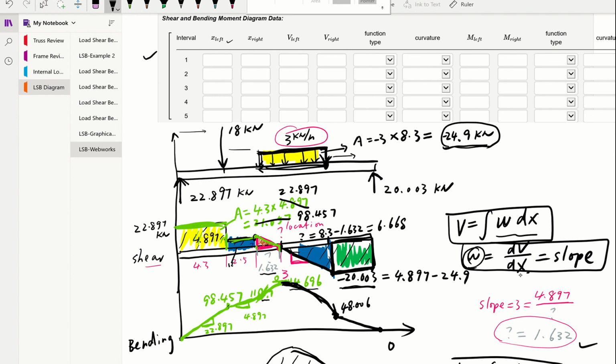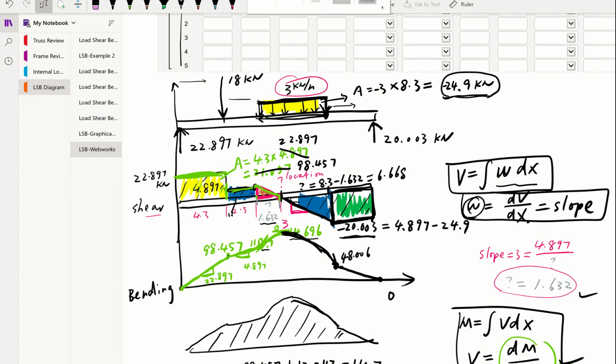So x left and x right, and they have how many? They have 5 intervals. They have 1, 2, 3, 4, 5. How do they break it down to 5 intervals? Right, here we go. So you see this one? This is going to be our first interval. Okay, that's our first one. This is going to be our second. This will be our third. This will be our fourth and fifth. That's how they break it down.